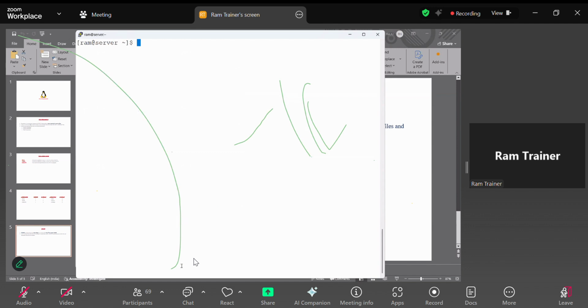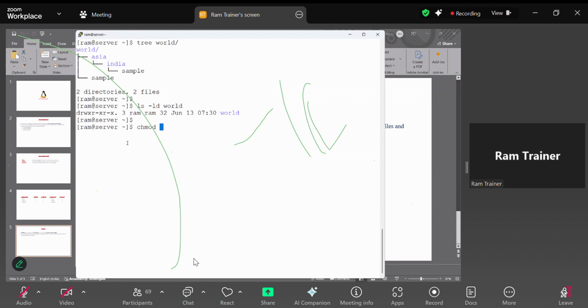Then there is one more important option in chmod, which is called the hyphen R option. What is the R option? For example, you know the world directory. The world directory contains Asia, India, a sample file, and even multiple subfiles. The existing permissions of the world directory are: user read, write, execute; group members read and execute; others also read and execute.